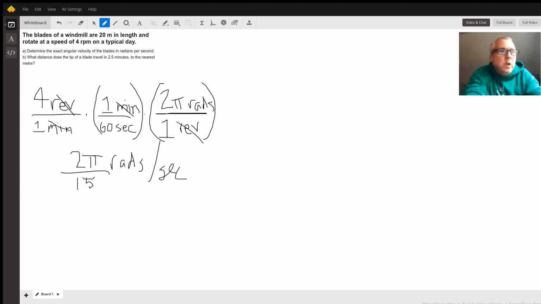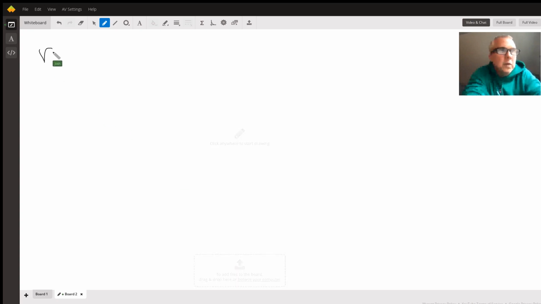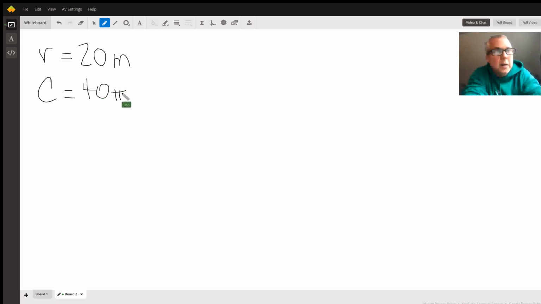I'm going to add a new board. We're going to quickly do distance traveled in 2.5 minutes. We're going to remember that the radius is 20 meters. So radius equals 20 meters. That means that the circumference is given by 2 pi r. So that's going to be 40 pi meters.